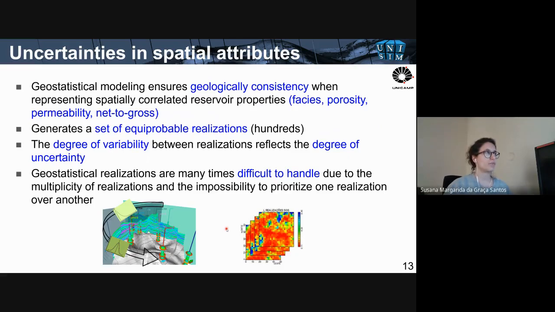This is something important from the statistical modeling: we always have a set of equiprobable realizations, meaning that they have the same probability. So when we have geostatistical realizations, we cannot say that one realization is more likely to occur than another. They are all equally probable. They are much more difficult to treat because we have hundreds of them. We have hundreds of possible maps of porosity, permeability, and so on, and we need to understand how we can work with them. Many times they are very difficult to handle, unlike the other uncertainties.